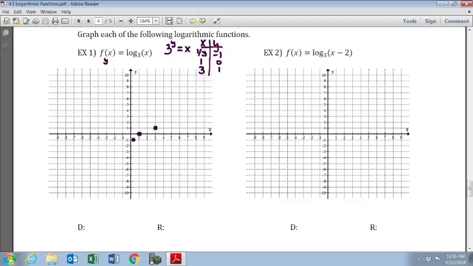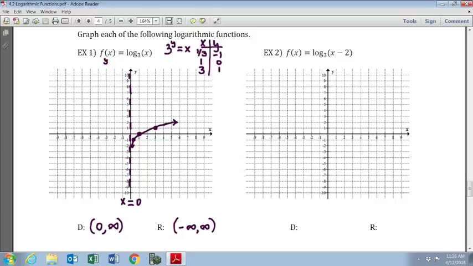And we know we're going to have a vertical asymptote at x equals 0. Let's go ahead and draw the graph. And so it looks like that. Now look at example 2. I'm sorry, I have to do domain and range here. Notice the domain here is 0 to infinity, which is true with all of our basic log functions where we haven't done any kind of shift yet. Our range is all real numbers.